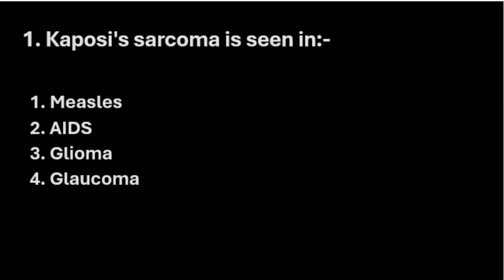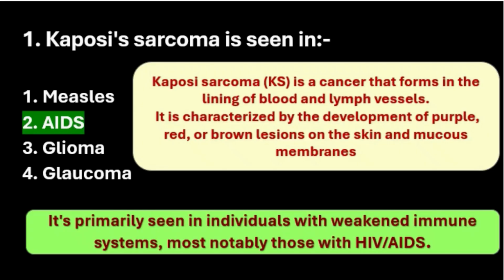Kaposi's sarcoma is seen in option 1 measles, option 2 AIDS, option 3 glioma, and option 4 glaucoma. The right answer here is option 2 AIDS. Kaposi sarcoma is a cancer that forms in the lining of blood and lymph vessels. It is characterized by the development of purple, red, or brown lesions on the skin and mucous membranes. It is primarily seen in individuals with weakened immune systems, most notably those with HIV/AIDS.